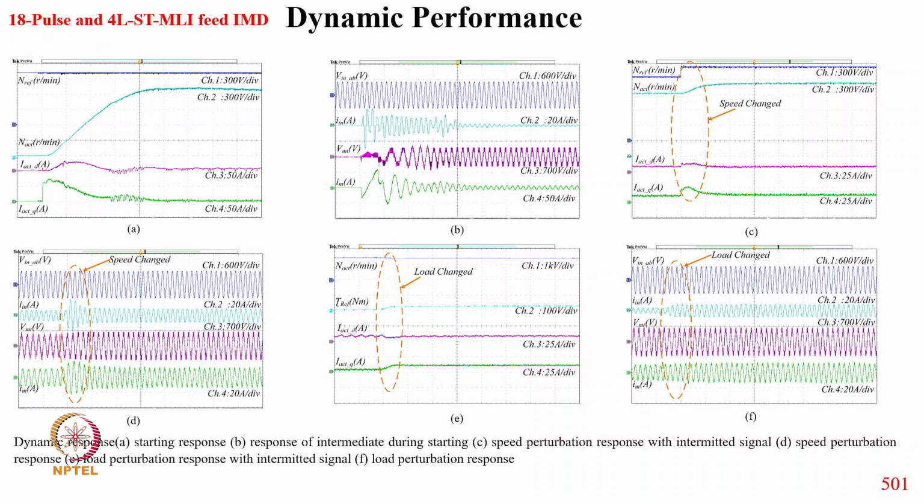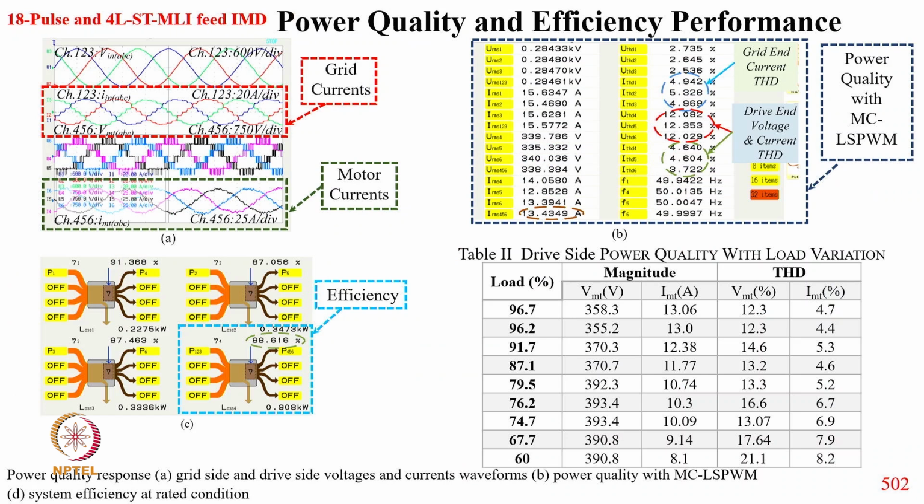And then this is typically steady state, then during starting, and then we have load change conditions. The stator voltage, supply voltage, supply current, and motor voltage, motor current are typically corresponding to the efficiency calculation as well as the total ohmic ratio.